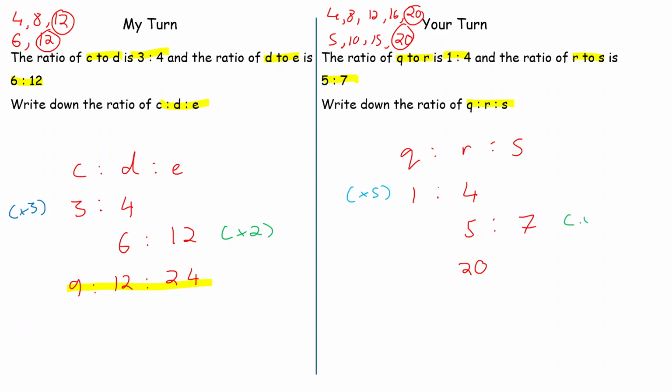So you times through by 4. 1 times 5 gives you 5, and 4 times 5 gives you 20, which is good. And then the one below, 5 times 4 gives you 20, and 7 times 4 gives you 28. Because now the R part is the same for both. When there's 20 R, there's 5 Q, and when there's 20 R, there's 28 S, and that is your answer for this one.